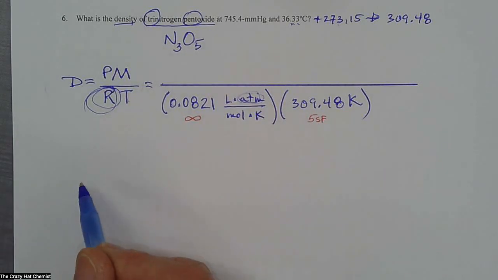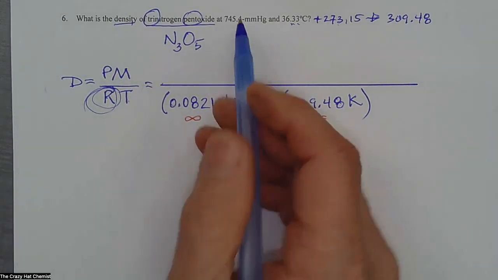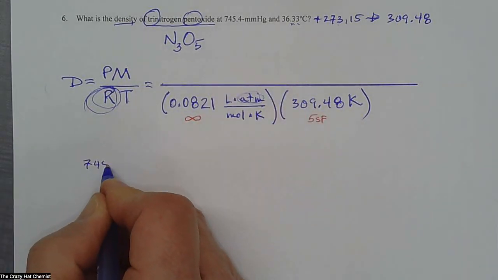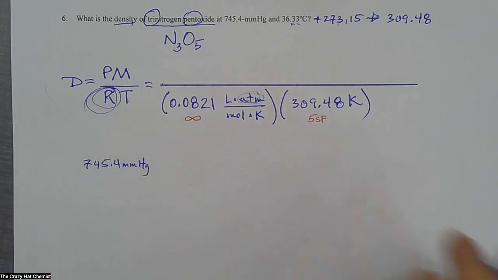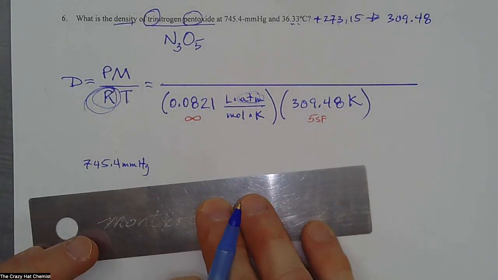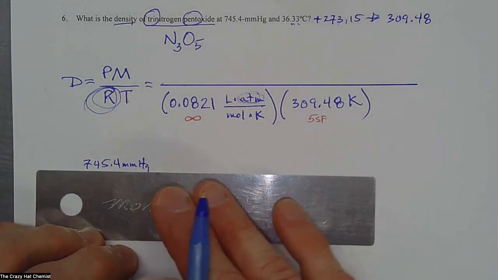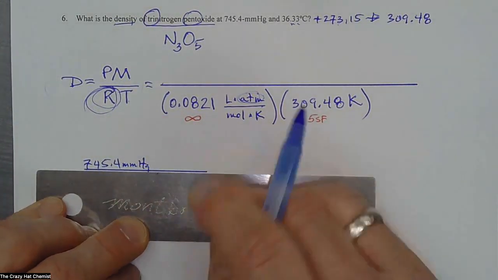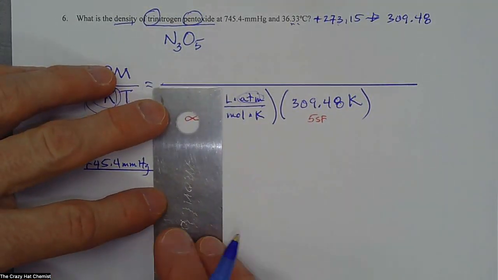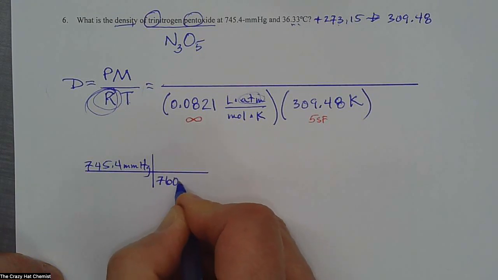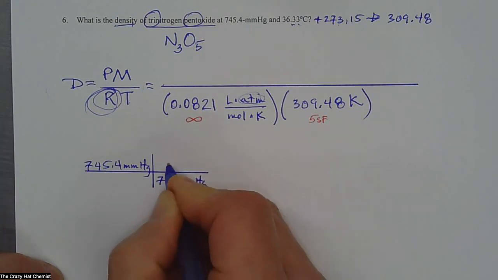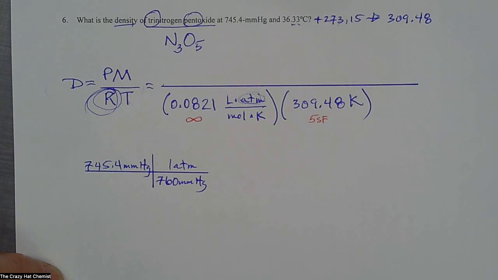So I'm going to do this off to the side down below here. I'm going to take the 745.4 millimeters of mercury, and we are going to convert this into units of pressure of atmospheres. So a real simple conversion here for you. Again, 760 millimeters mercury and 1 atm.